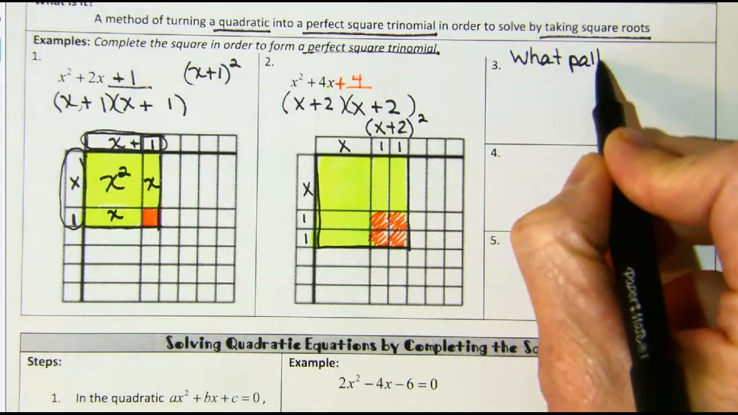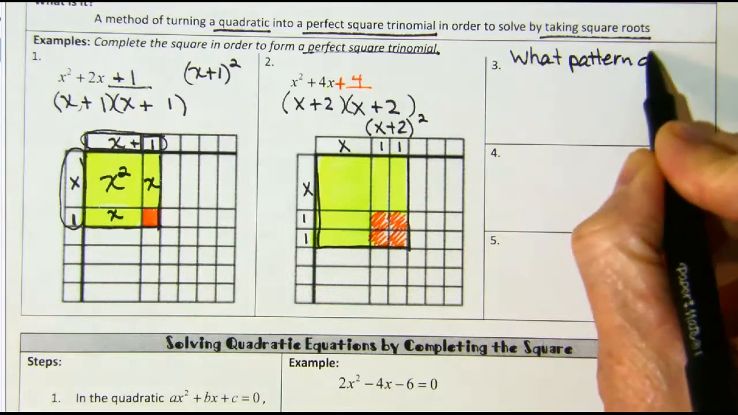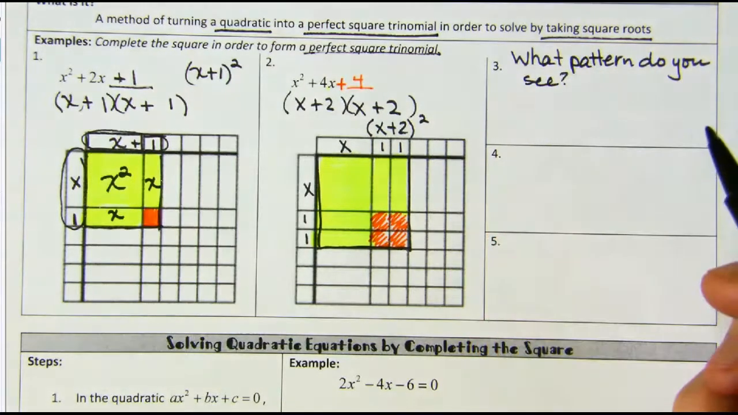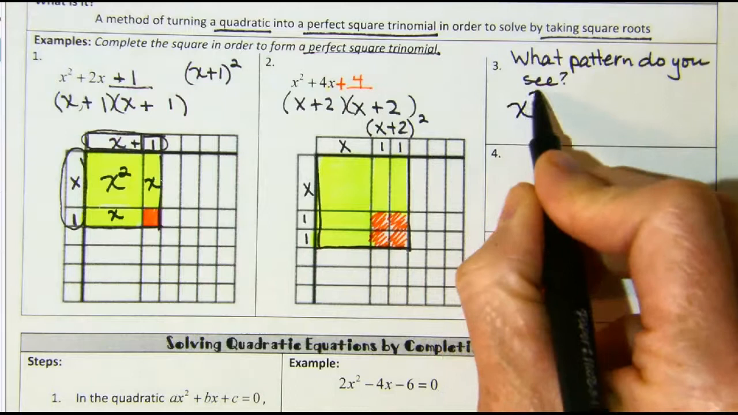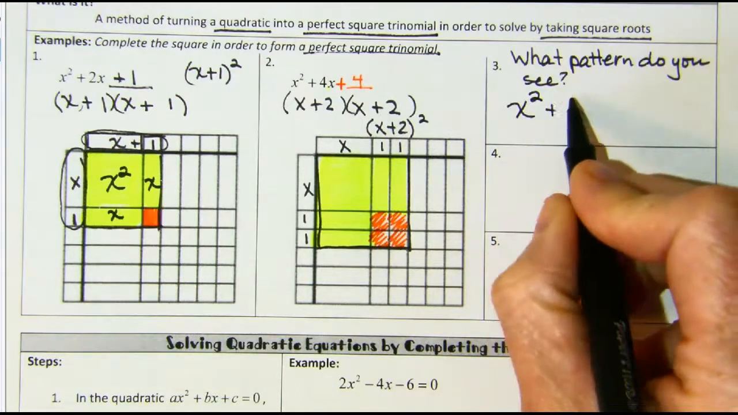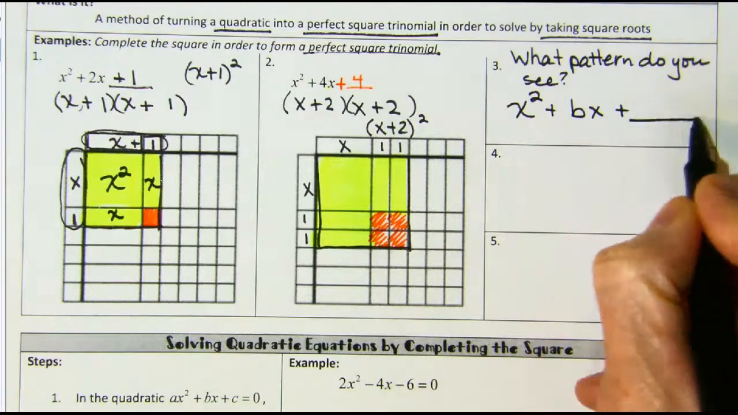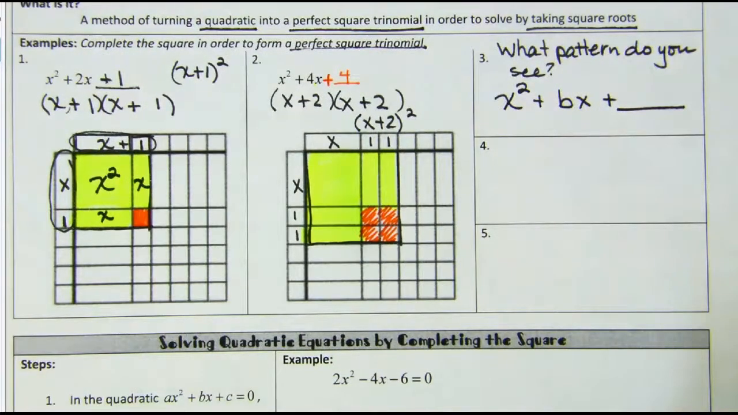What pattern do you see? So we start out with x squared, then I give you a number, you don't know what it is, and then we're adding something right there. So how do we figure out what we're adding here?